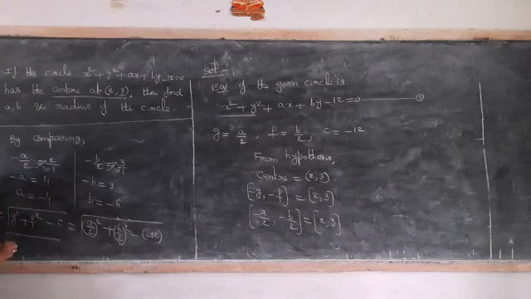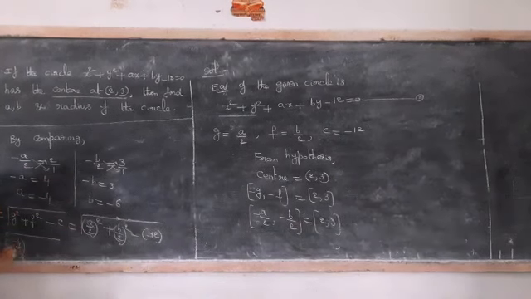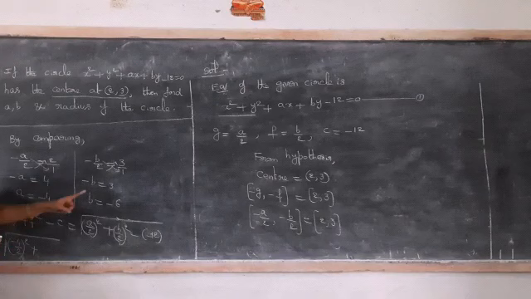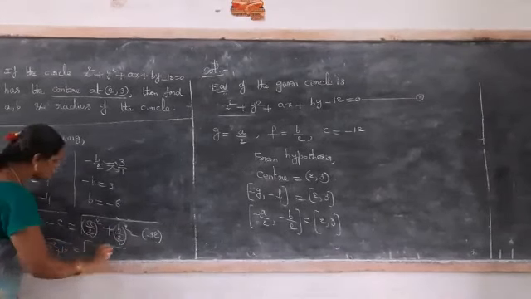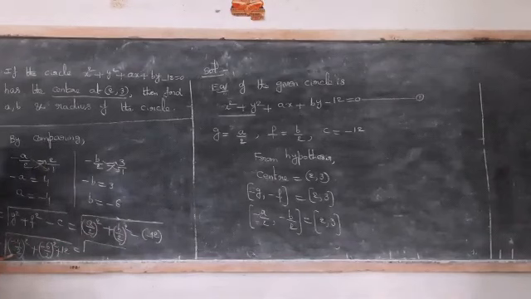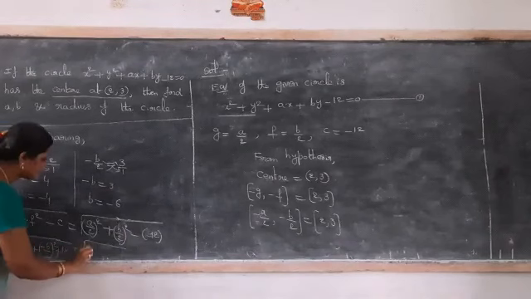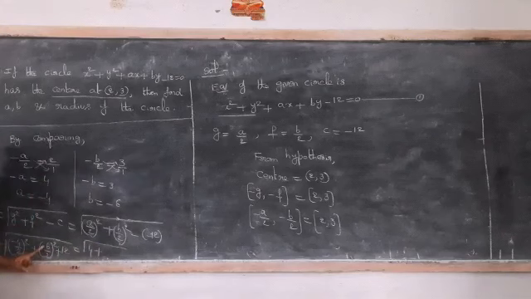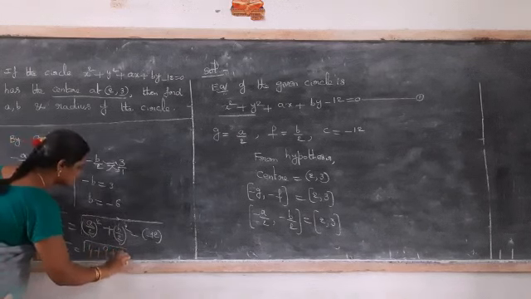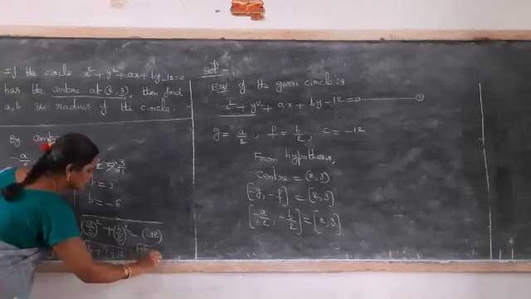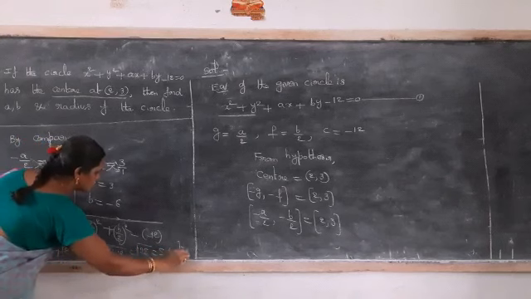A means minus 4, so minus 4 by 2 whole square plus b, that is minus 6, minus 6 by 2 whole square minus of minus 12, that is plus 12, is equal to root of. So minus 4 by 2 is minus 2. Minus 2 whole square means 4, plus minus 6 by 2 is minus 3. Minus 3 whole square is 9, plus 12. So which is equal to root 25, is equal to 5 units.